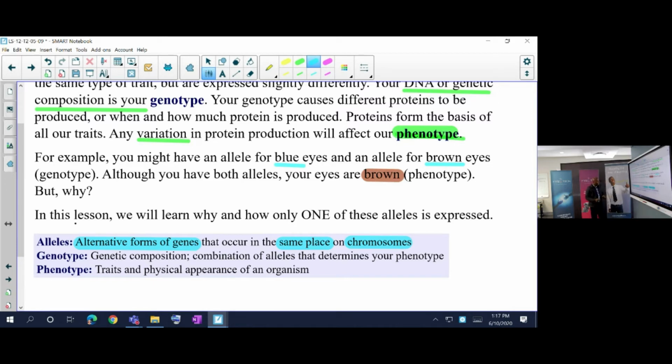Are we together, grade 12s? Let's again master this and not cram. Traits or physical appearance of an organism. Wonderful. I hope I'm not too fast for you. Let's move on to the next slide.